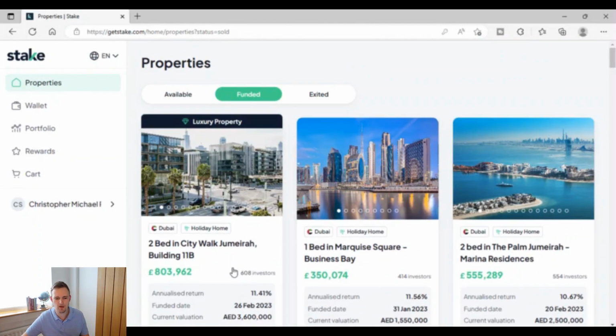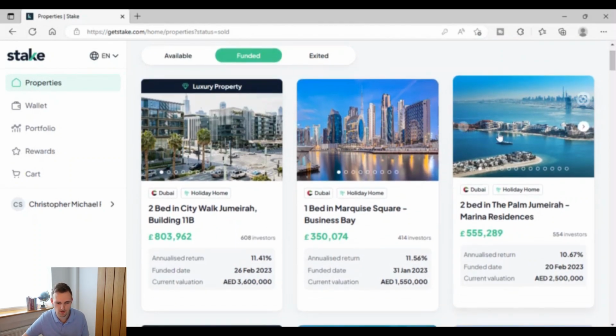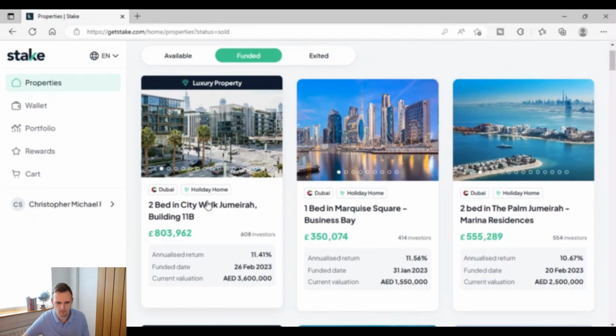And just a sneak peek, which I'll share more of later on in the video, this is actually the property that I've invested in here. There was 608 investors and it sold for a price of £803,962.